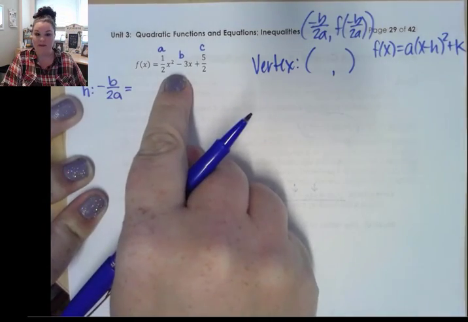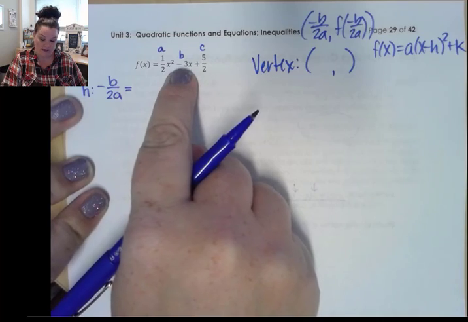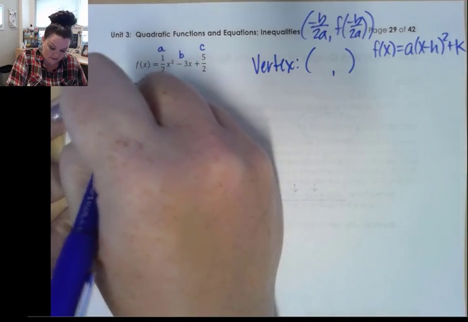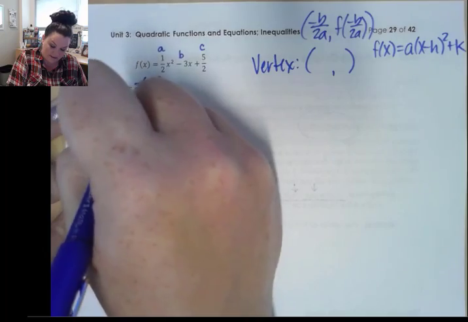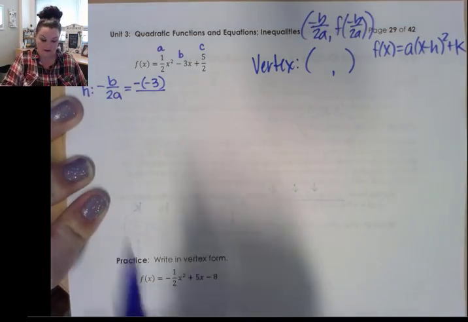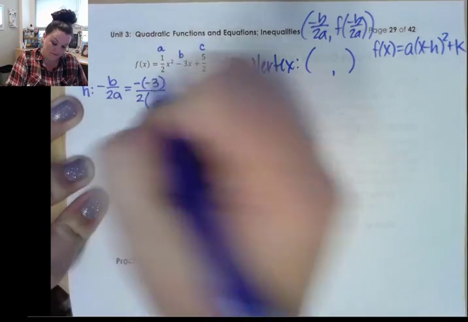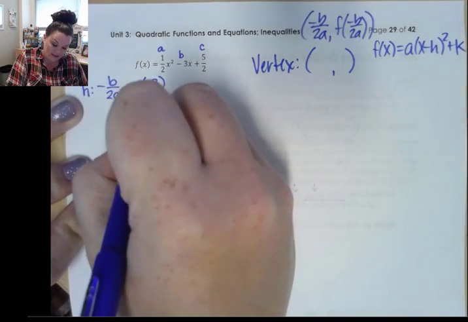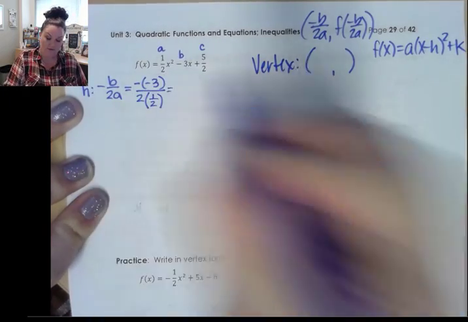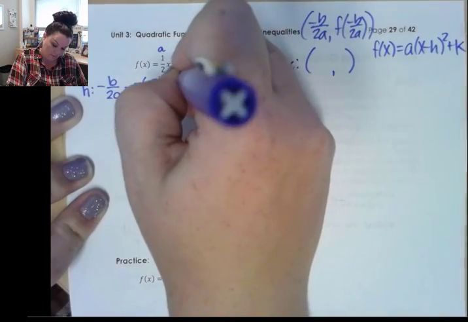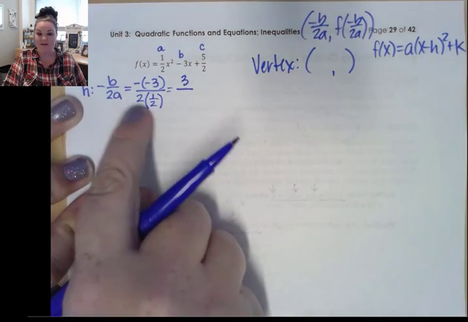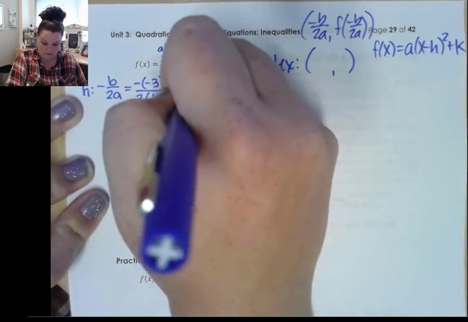So I take my b value here, which is negative 3, and I'm doing the opposite. So the opposite of negative 3 is going to make that a positive 3, right? All over 2 times my a, which in this case is 1/2. Okay? So we end up with a positive 3 over, now half of 2 is 1, right?